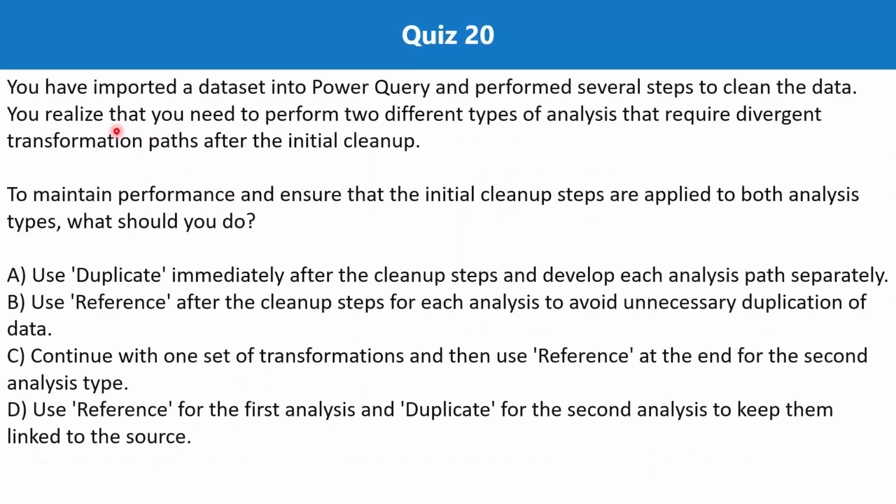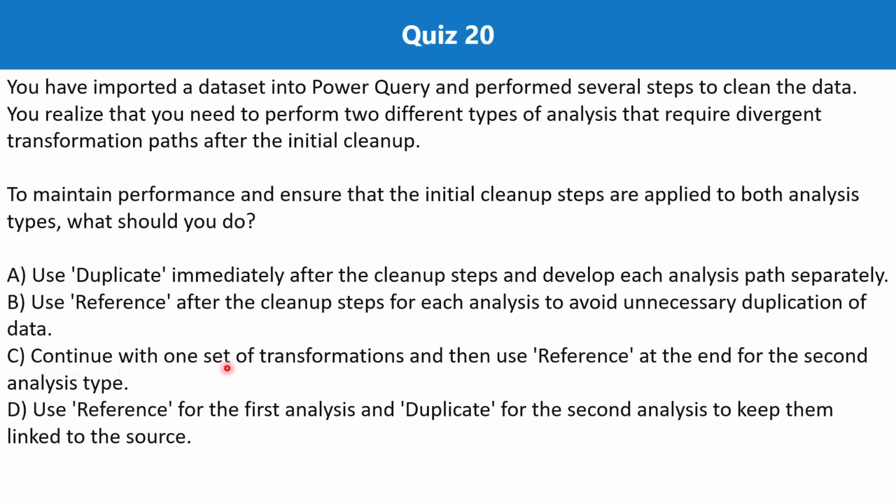Question 20. You have imported a dataset into Power Query and performed several steps to clean the data. You realize that you need to perform two different types of analysis that require divergent transformation paths after the initial cleanup. To maintain performance and ensure that the initial cleanup steps are applied to both analysis types, what should you do? And the four options given are: use duplicate immediately after the cleanup steps and develop each analysis path separately; use reference after the cleanup steps for each analysis to avoid unnecessary duplication of data.